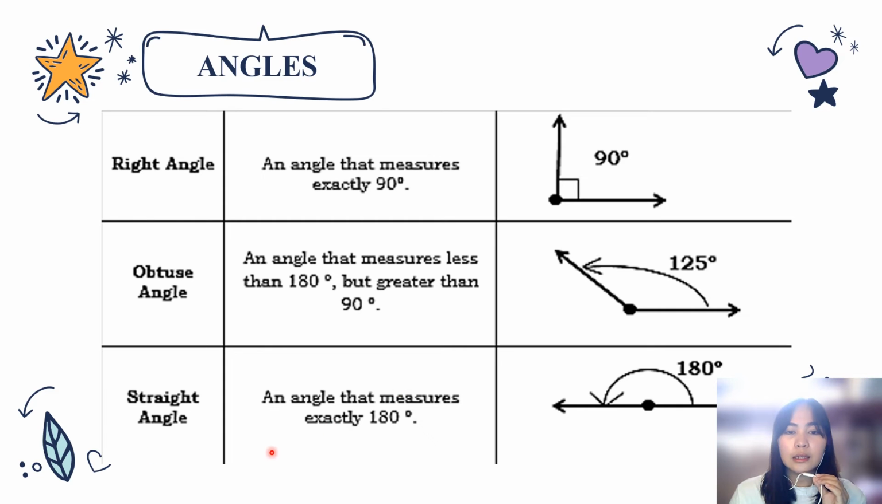Now, straight angle, an angle that measures exactly 180 degrees. Pag moingon tag straight angle, iyang measurement laana is 180 degrees. Okay? Now again, right angle, obtuse angle, and straight angle.